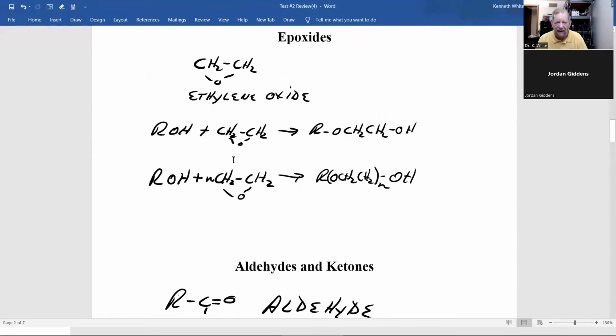Now, I talked about epoxides, and mainly about ethylene oxide. On the final, I'll never ask you the name of this compound, but I used it in class, so I showed it to you. If you take an alcohol with 1 molecule of ethylene oxide, you get this ether alcohol. If you react an alcohol with N moles of ethylene oxide, you get a polyether alcohol with this structure. Common mistake: students put the hydroxyl inside the bracket. No, it goes on the outside.